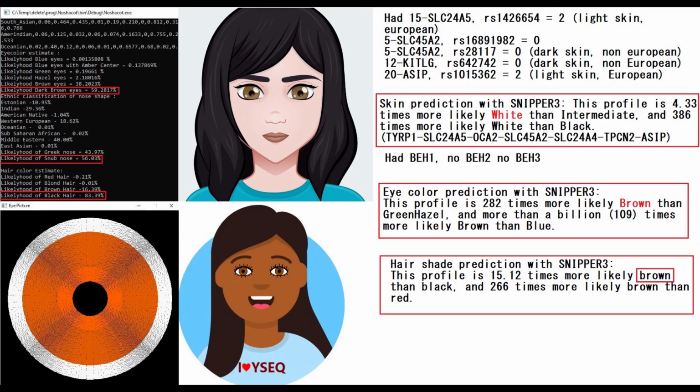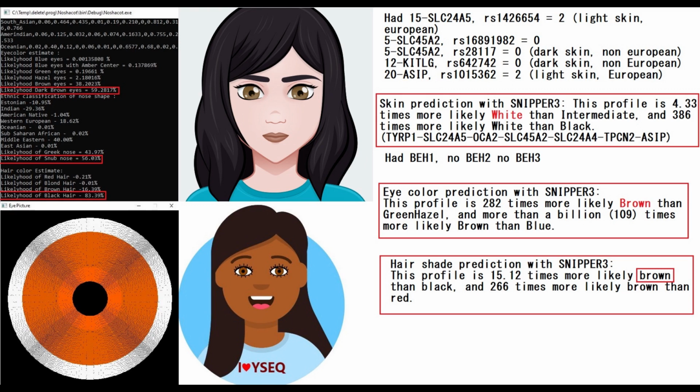Moving on to phenotype, with my NOSHACOT, she's predicted to have dark brown eyes, snub-shaped nose, and black hair. With YSEC, she's also predicted to have dark brown eyes, black hair, but YSEC is predicting her to have black skin as well, very dark skin. And she could have had darker skin, although I don't believe so. She had enough variants that have to do with lighter pigmentation. She probably was olive-skinned, in my personal opinion. And with snipper-free, she's actually predicted to have white skin.